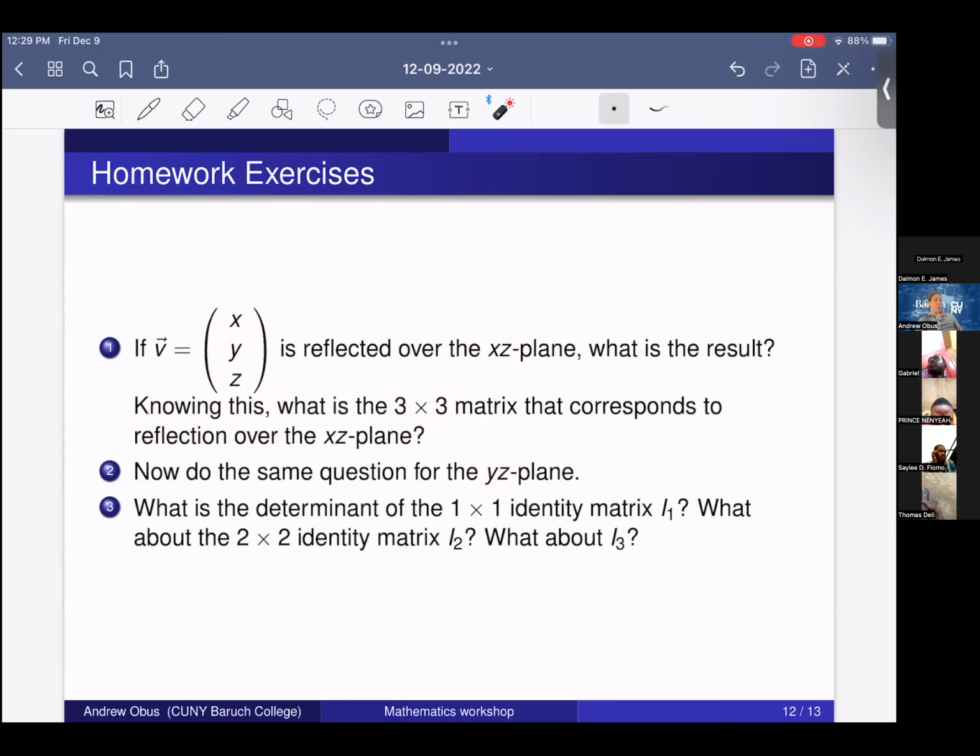And then the last one is a question about determinants. What's the determinant of the 1x1 identity matrix I1? That's just 1. What about the 2x2 identity matrix? What's its determinant? And then what's the determinant of the 3x3 identity matrix? Okay, so hopefully you'll see a pattern here. So these are the homework questions, which you'll have when I send out the notes.